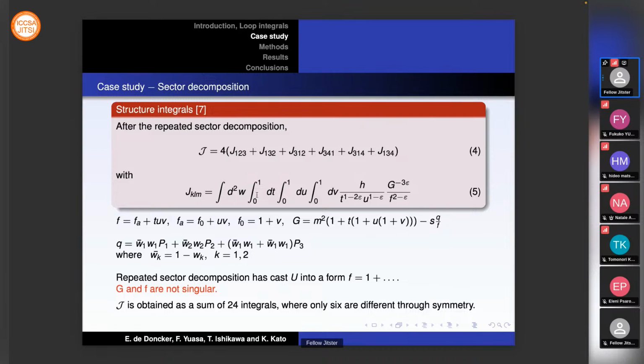The Jklm is given in equation 4. So you see the integrations are from 0 to 1 in each dimension. And the functions G and F are safe functions. They don't involve any singularities. So the singularity is absorbed in the factor that involves the T and U to the exponents given in the denominator.